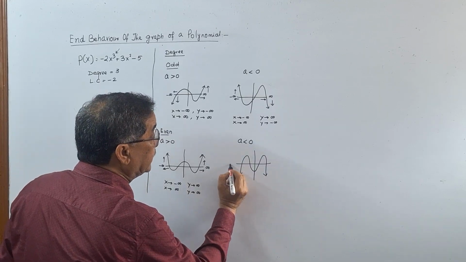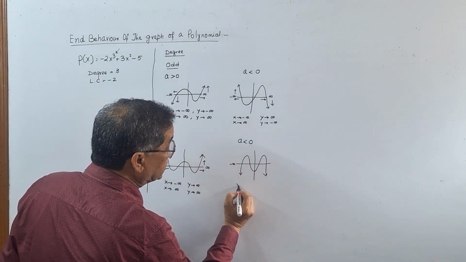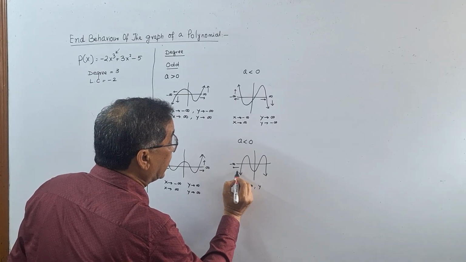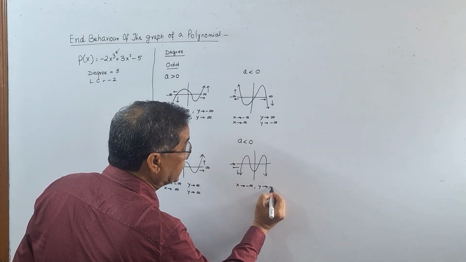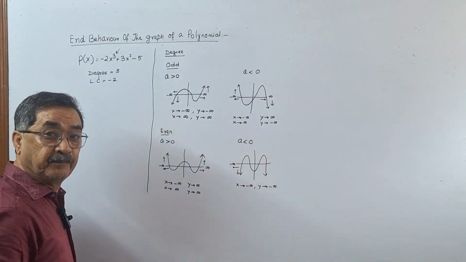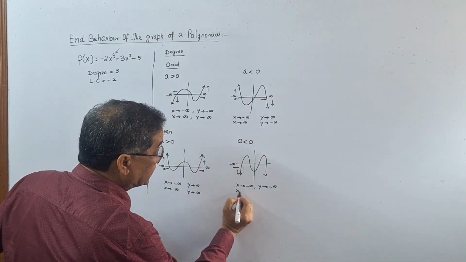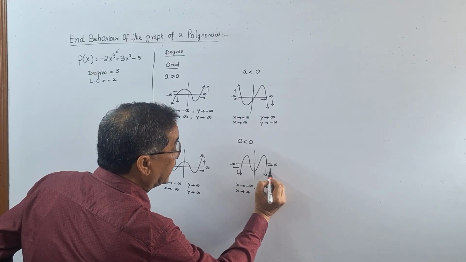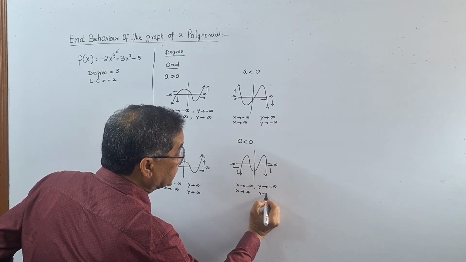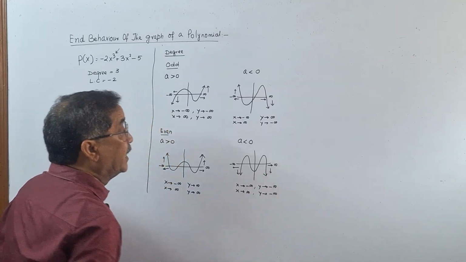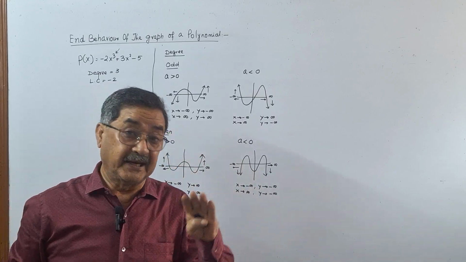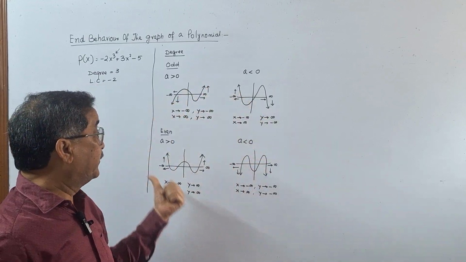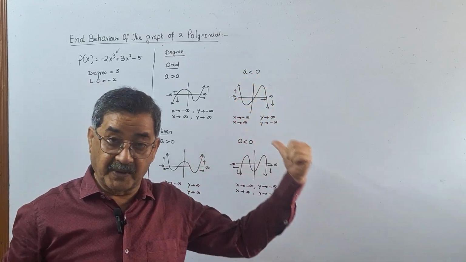In this case, this is negative infinity. So as x approaches negative infinity, y is going down. So y is going towards negative infinity. Whereas as x approaches infinity, y is still going down. So y approaches negative infinity. That is how we analyze the end behavior once we have analyzed what kind of a graph out of these four we are going to have.